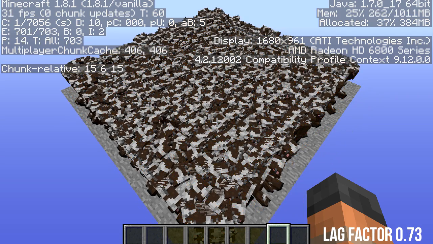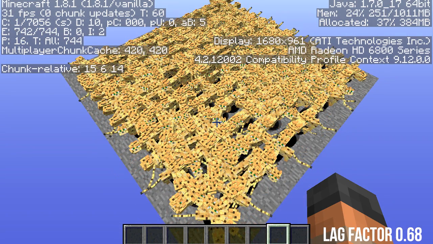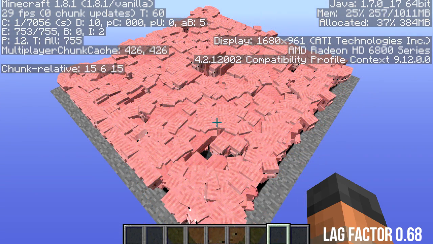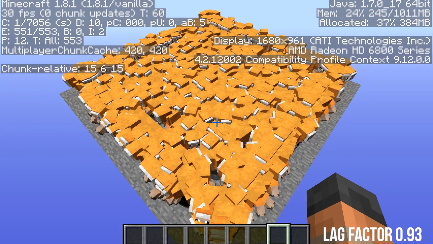We have 700 cows, 500 horses, 750 ocelots, 750 pigs, then we have 550 sheep, and I also did this with all of them being the same colour. It made absolutely no difference whatsoever. And then we have the mushrooms.